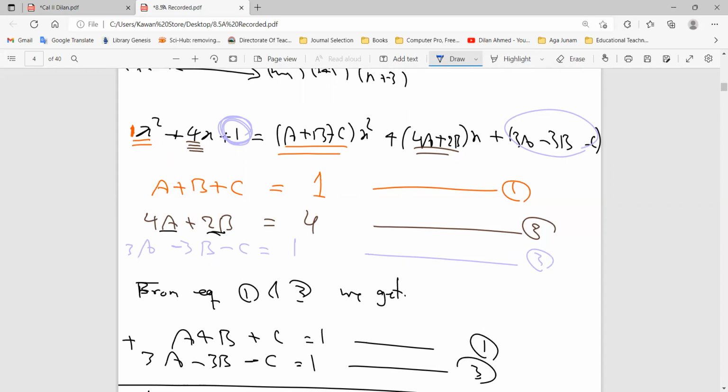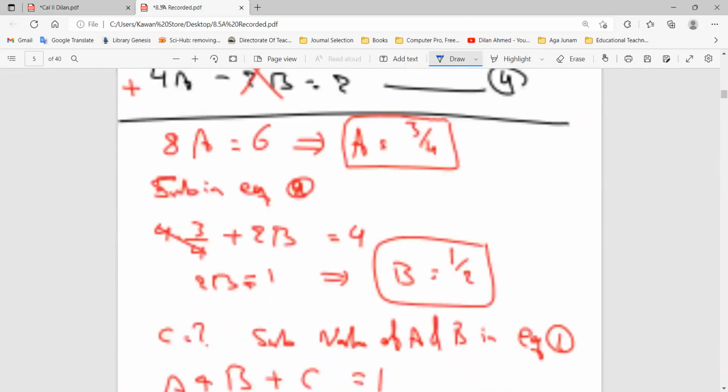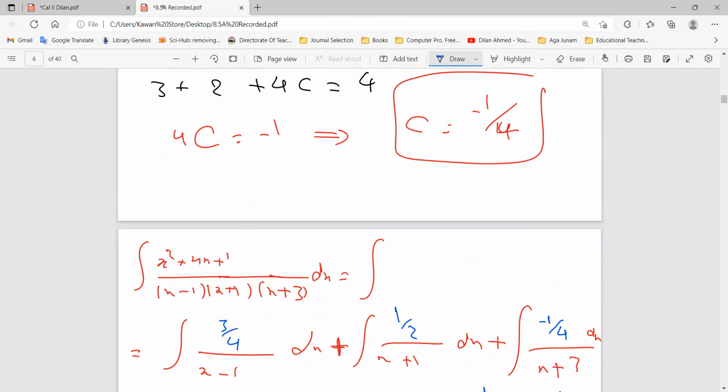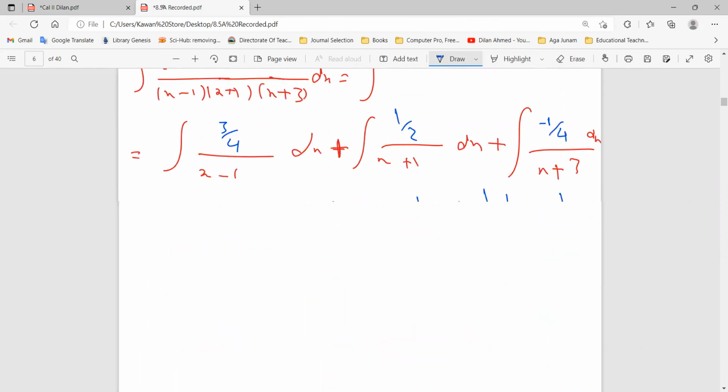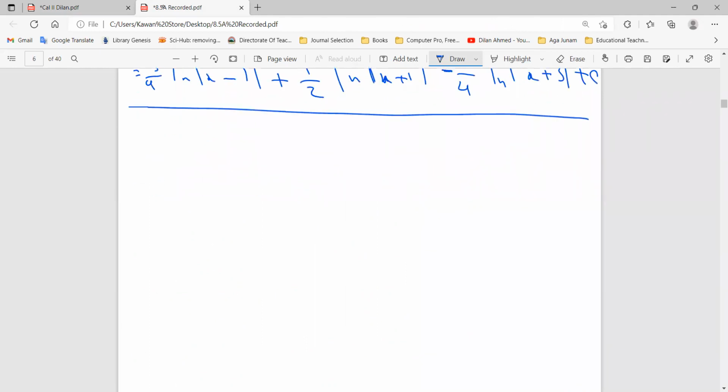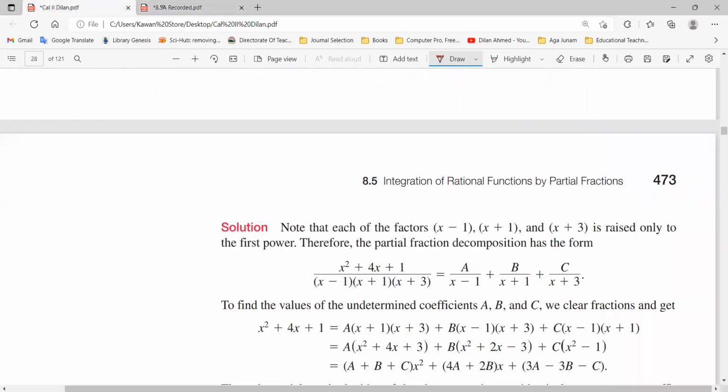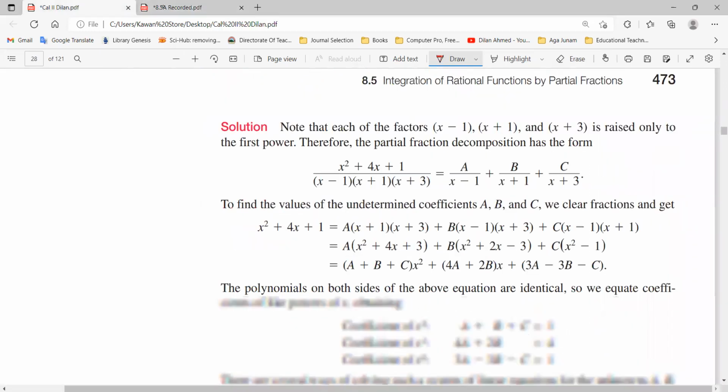Okay. Any question? Good. So it depends on three things. The first idea is how to factor the denominator into parentheses. The second, put the A, B. The third, find the values of A, B, by equation or by multiplication. Then later, when you find the values, be sure that you will get tan inverse, ln, or other forms. Understood?